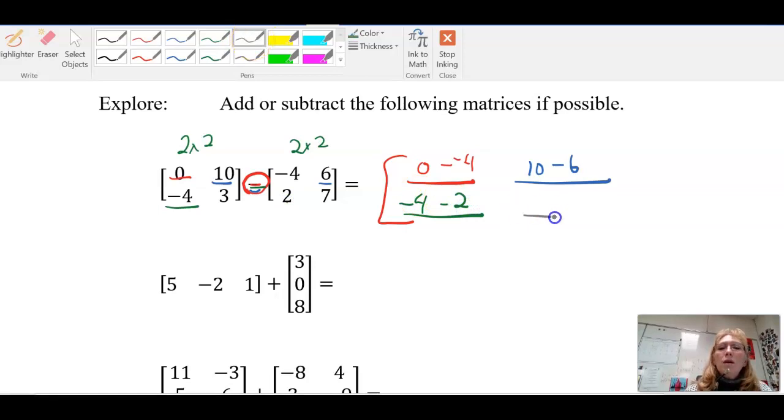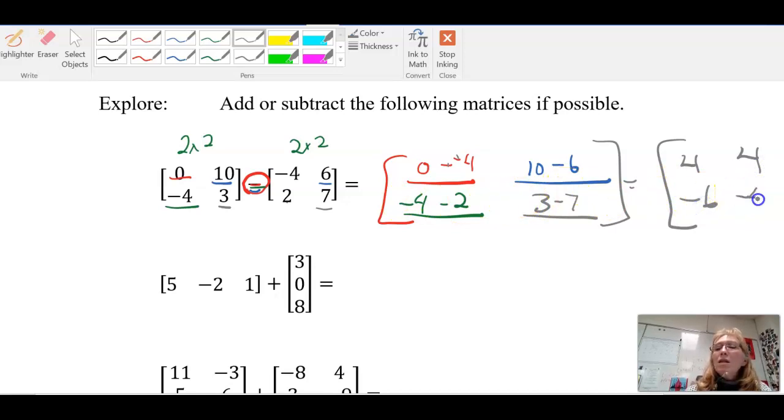And your next one, you are going to take 3 minus 7. Okay, your final answer is what that is worked out. So minus a negative is 4. 10 minus 6 is also 4. -4 minus 2 is -6. 3 minus 7 is -4. And this is your final answer.